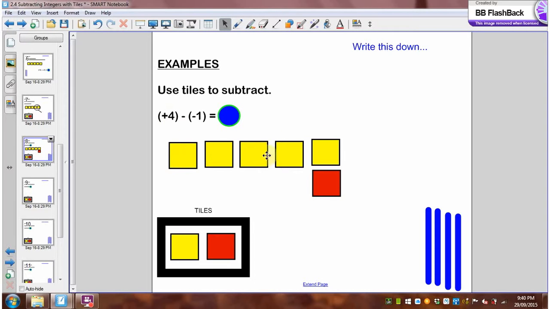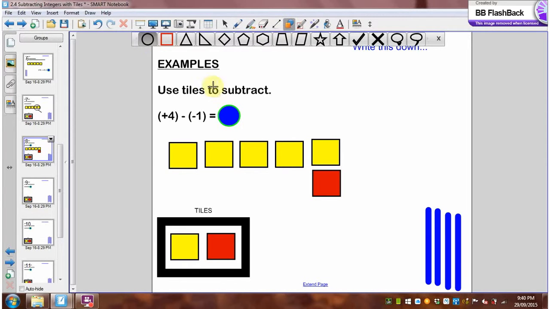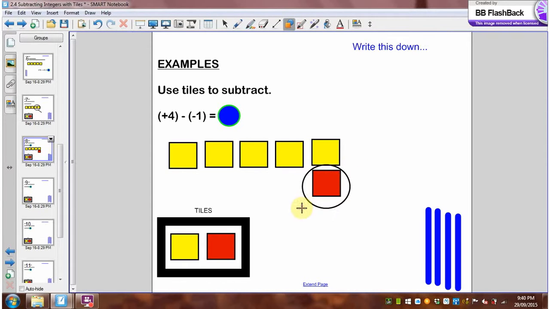Okay, so plus 4, we have that. Take away a negative 1. So we need to take this red one away because it's our negative. So circle that one in your books and draw an arrow. We're taking that one away. So if that one's taken away, what are we left with? 1, 2, 3, 4, 5. We're left with plus 5. So positive 4 minus a negative 1 equals positive 5.